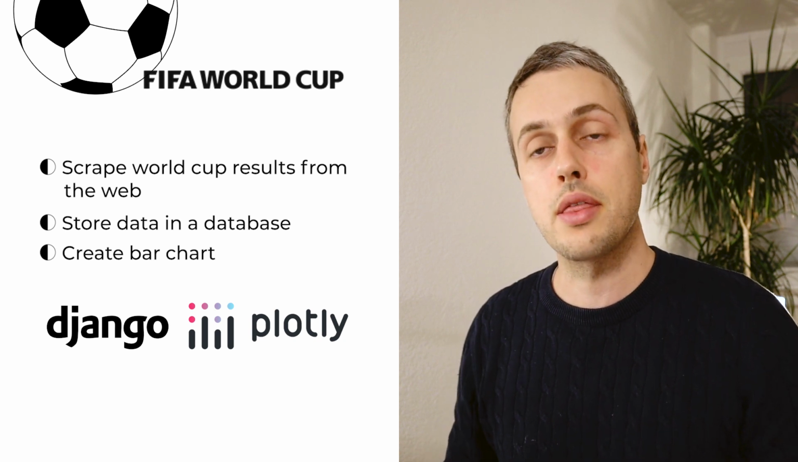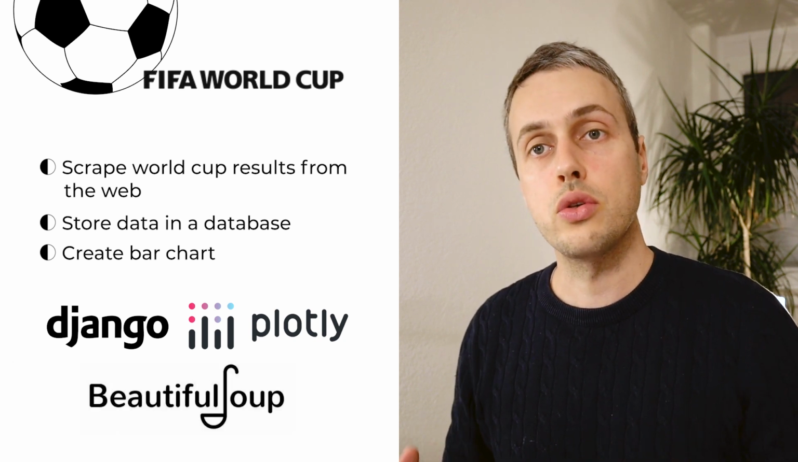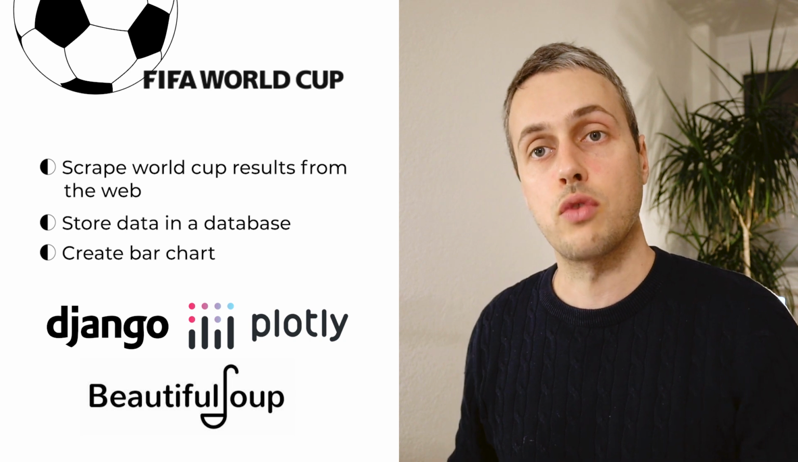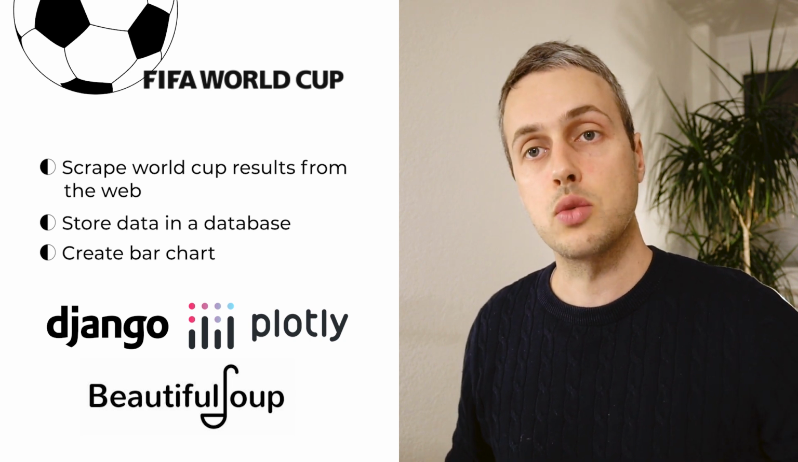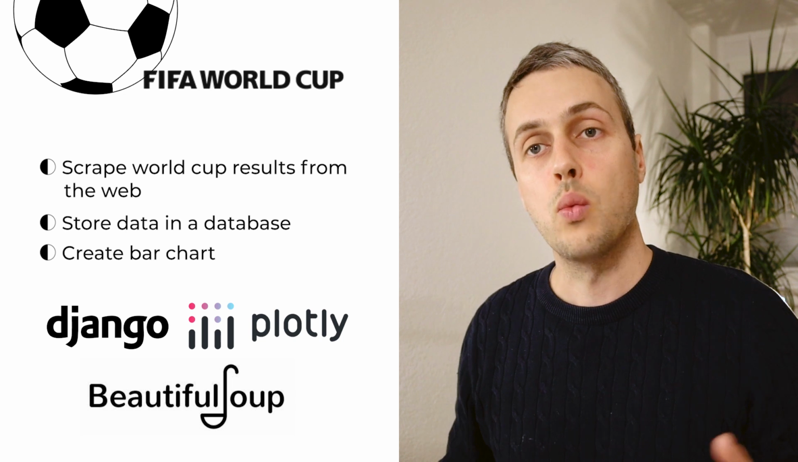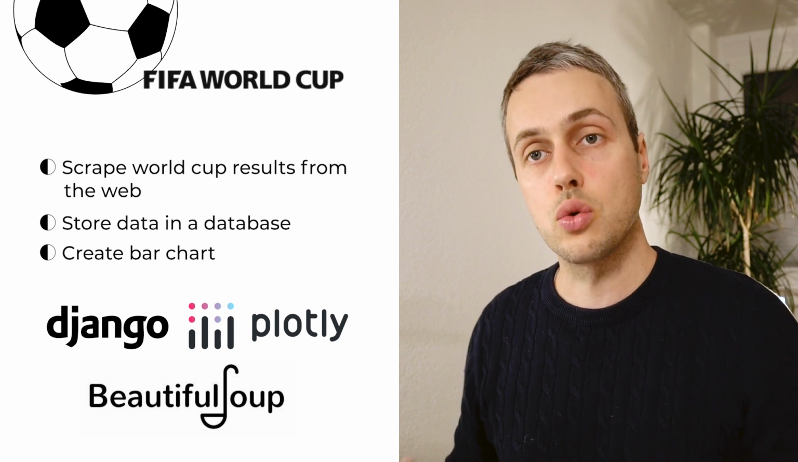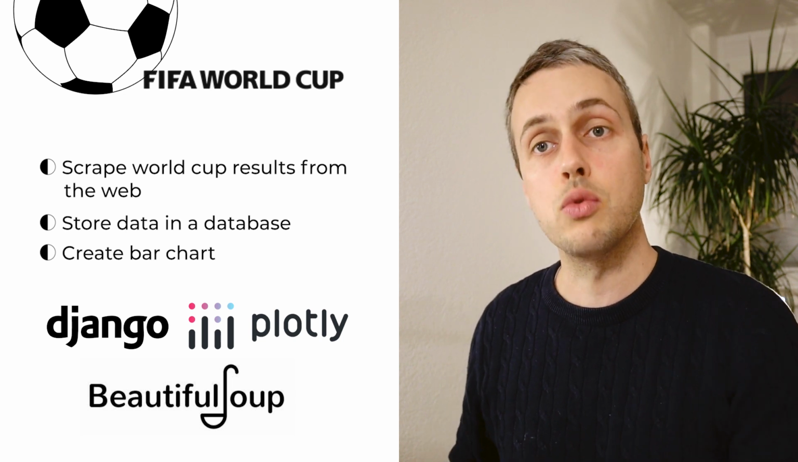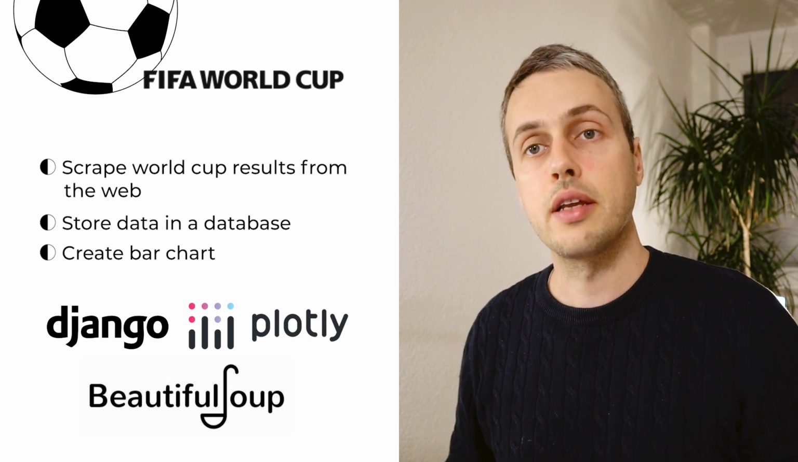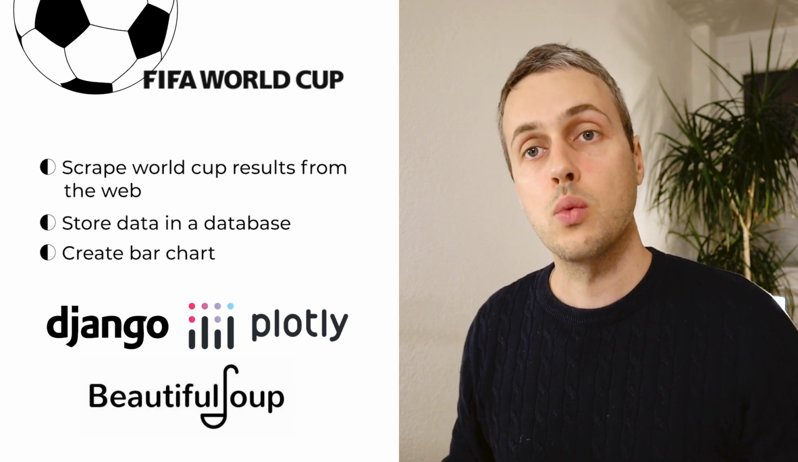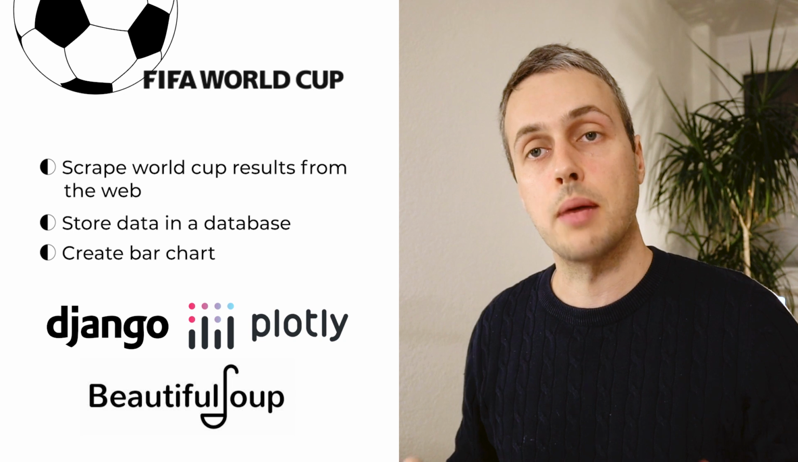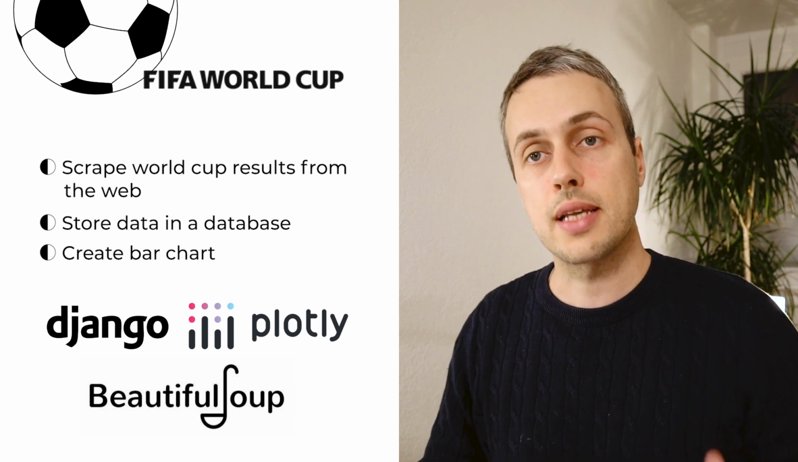Firstly, we're going to use Python and BeautifulSoup to scrape the football results from the World Cup from the BBC's website into our application. When we have that data, we're then going to store it in a database so that it's available for our Django web app. And finally, once the data is in the database, we're then going to use that data to produce a bar chart with Plotly. So let's get started now.